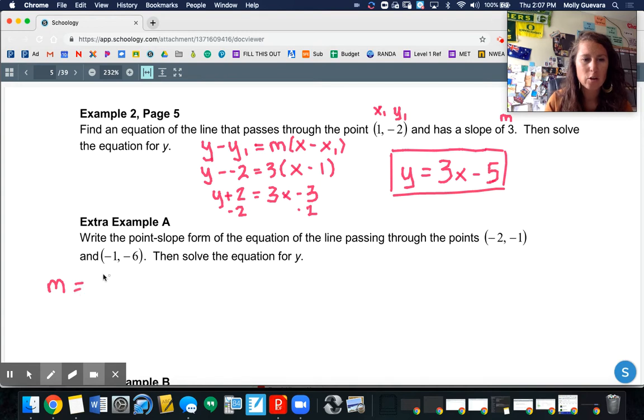So my slope here, I have -6 is my y2, minus -1 is my y1, over -1 is my x1, minus -2 is my x2. Lots of negatives going on, right? So this is really -6 plus 1, which is -5, over, and then this is really -1 plus 2, which is 1.